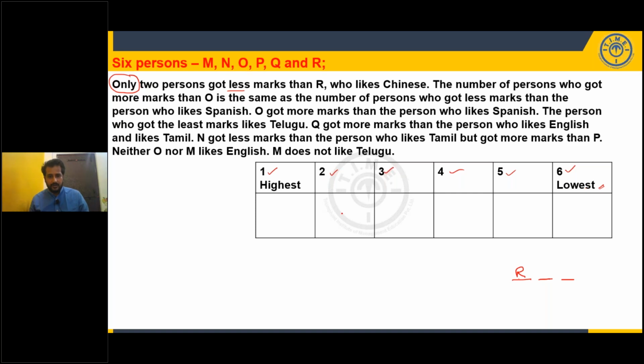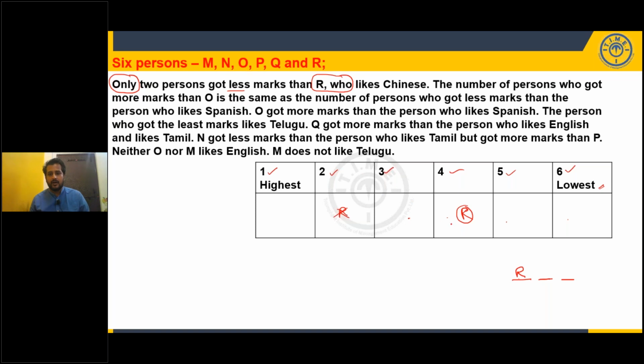Okay, so if I place R here, for example, after R how many persons scored lowest marks? 1, 2, 3, 4. But as per the given clue, only 2. So R cannot be here like this. So R has to be in the fourth position. R has to be here. Okay, so after R only 2 persons got less marks than R.